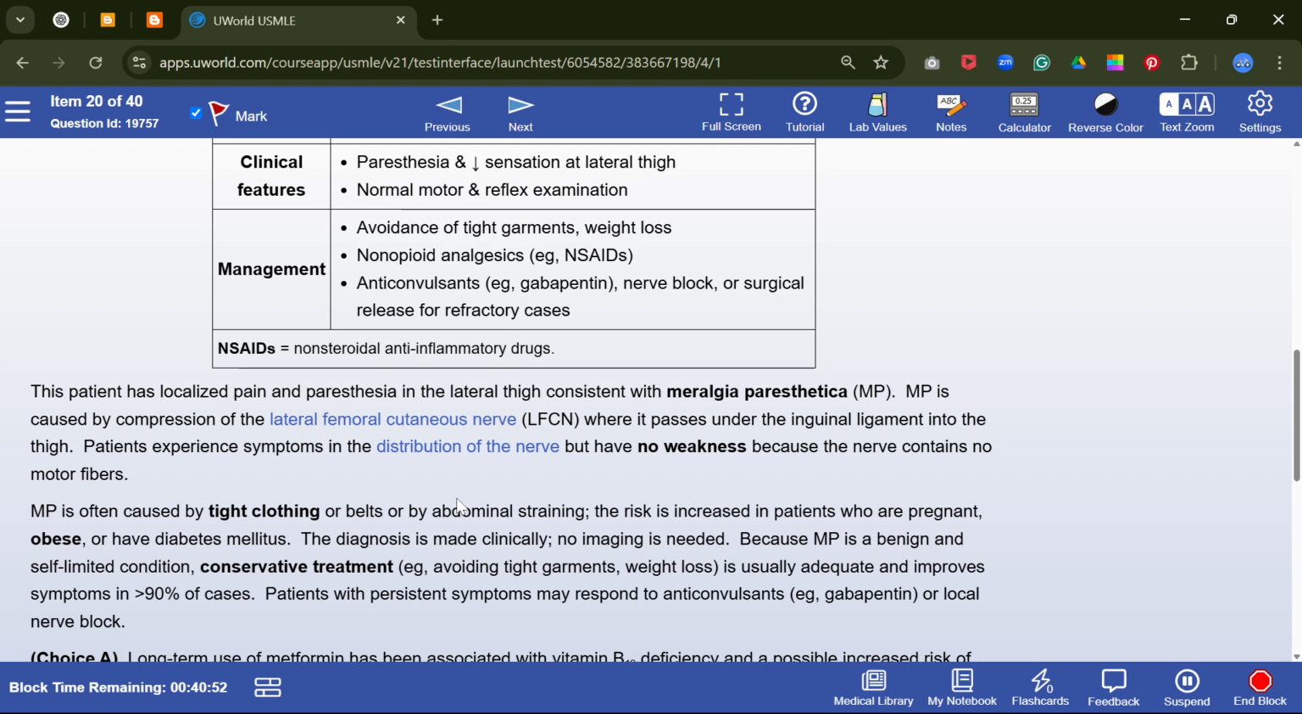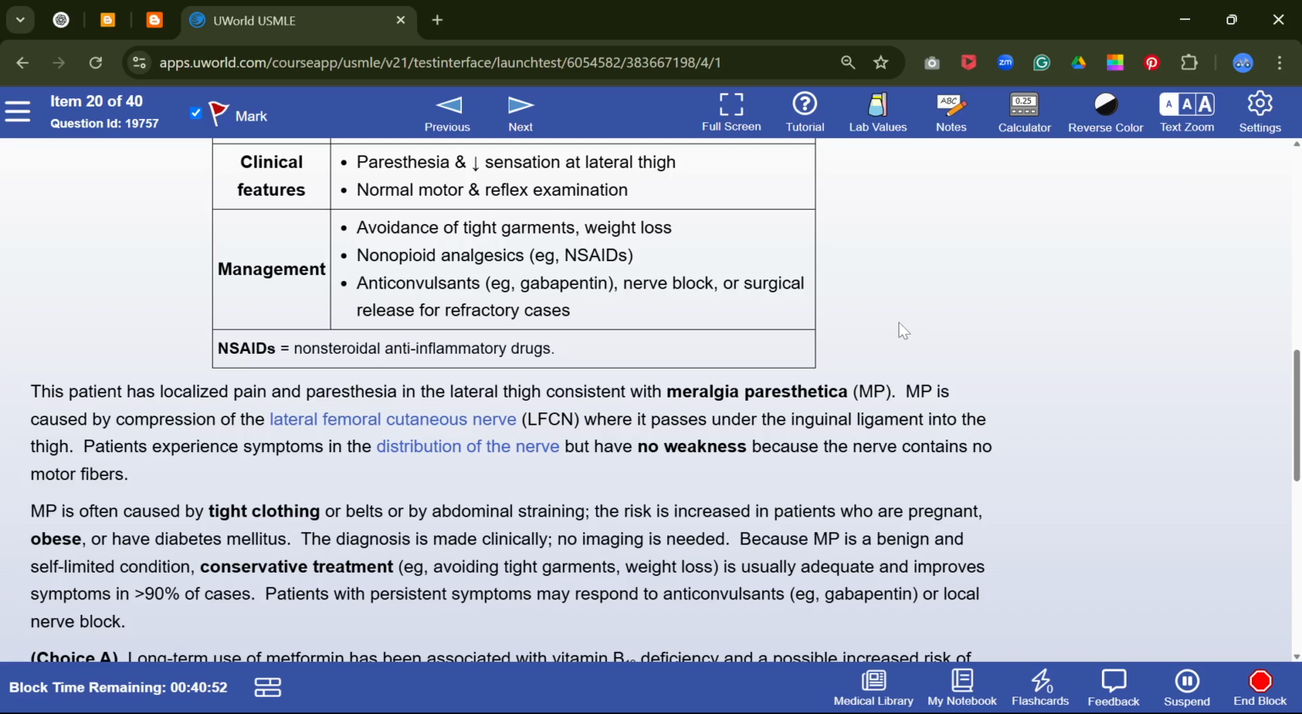Meralgia paresthetica is often caused by tight clothing or belts or by abdominal straining. The risk is increased in patients who are pregnant, obese, or have diabetes mellitus. The diagnosis is made clinically. No imaging is needed because meralgia paresthetica is a benign, self-limited condition.